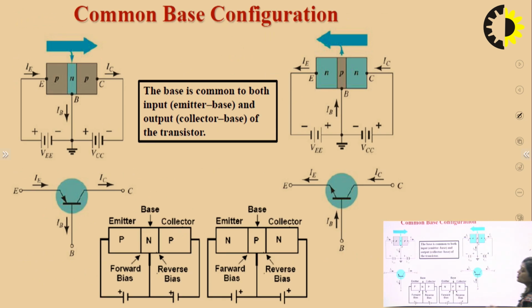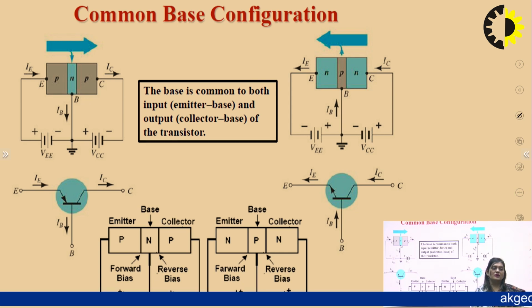So here this is a common base configuration. We can understand the working of the transistor in 3 modes: common base configuration, common emitter configuration and common collector configuration. Common emitter configuration is generally used as an amplifier, and common collector configuration is also called the emitter follower. Emitter follower is the common collector configuration.